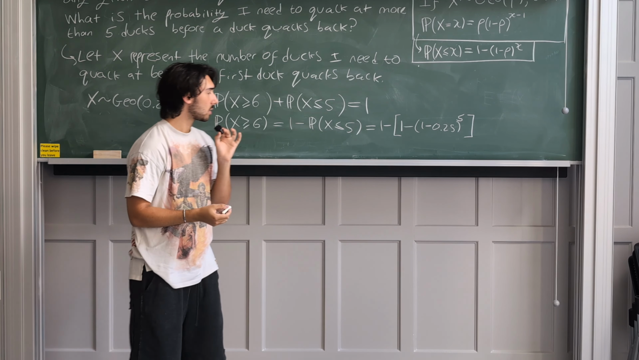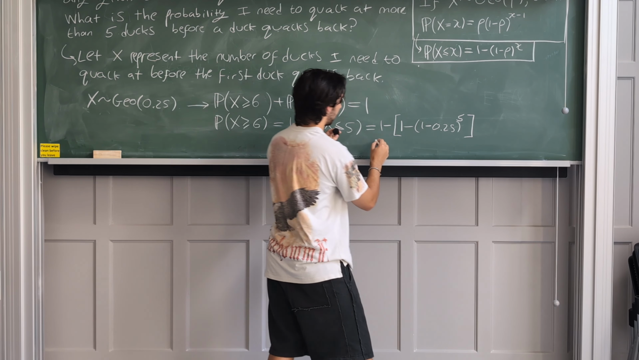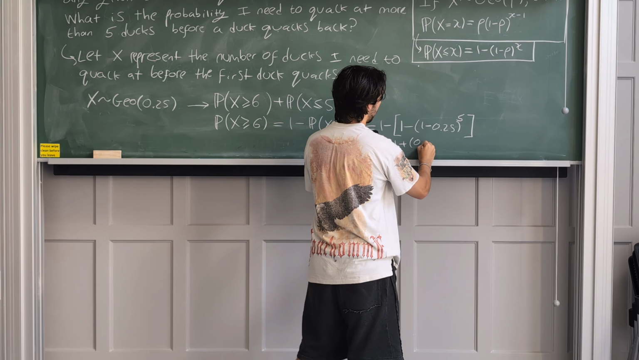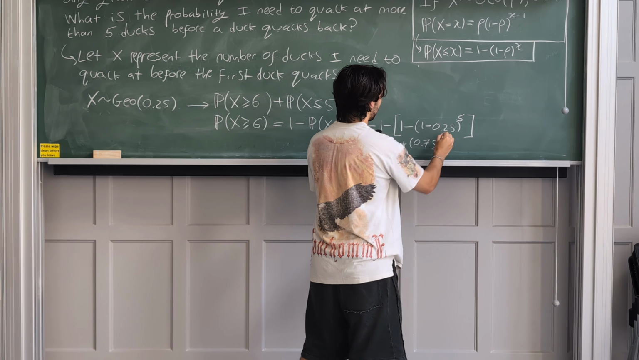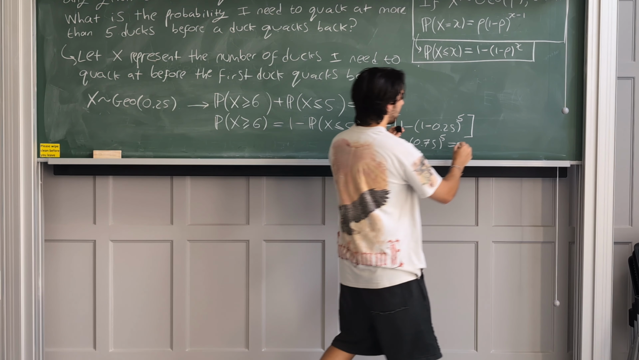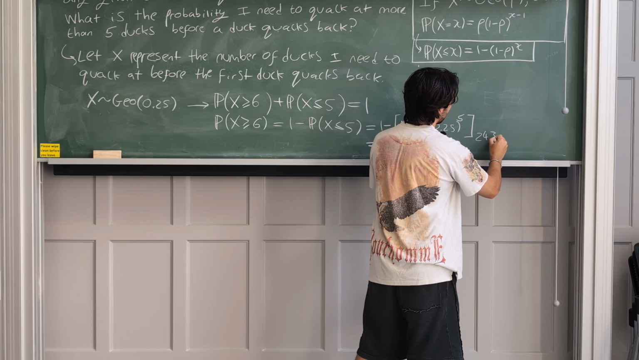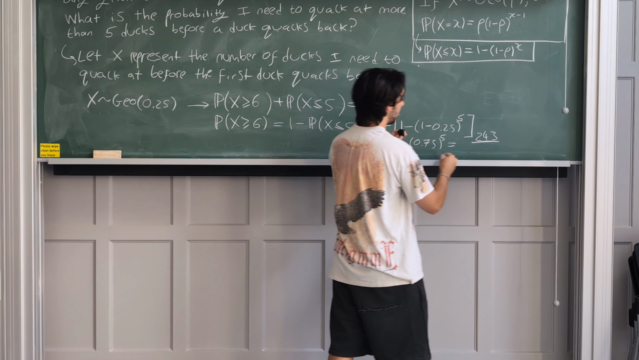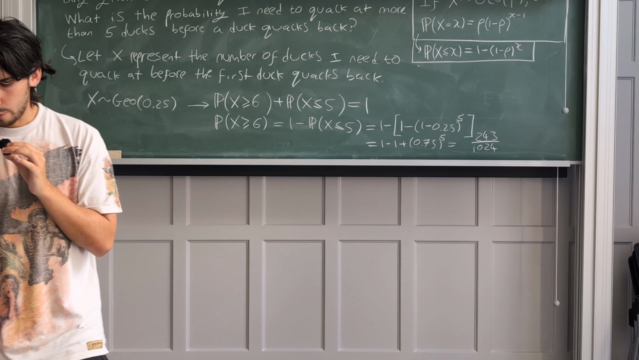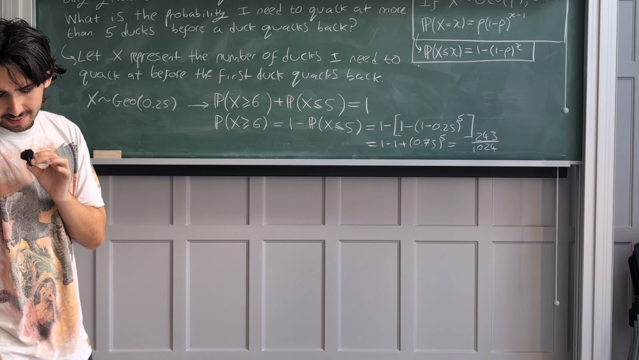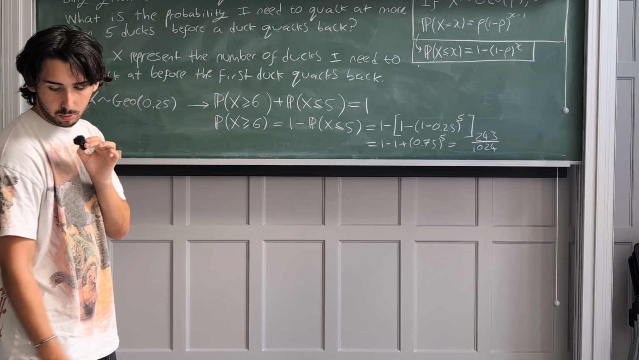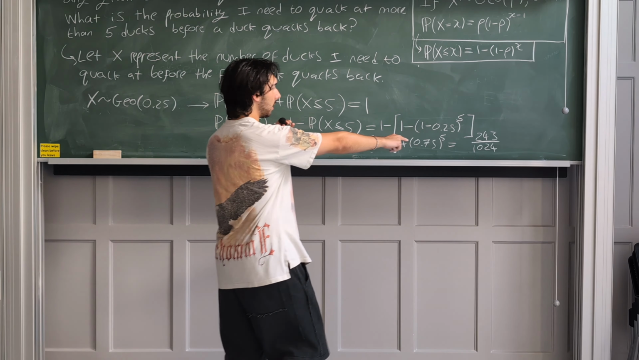Okay, so there's a lot of 1 minus, 1 minus, 1 minus, but this ends up being, I'll do it here, 1 minus 1 plus 0.75 to the power of 5, or 3/4 to the power of 5, and that ends up being 243 off the top of my head divided by 1024. 243 over 1024. That is it. If you want it as a decimal, it's roughly 0.2373. But this is how I would leave it, just as a fraction.